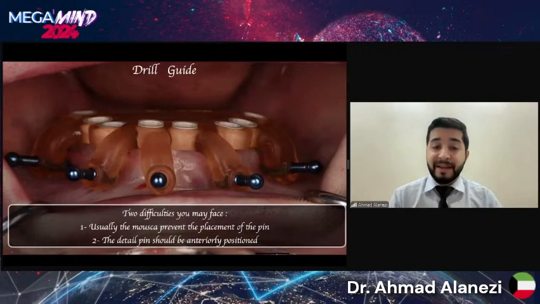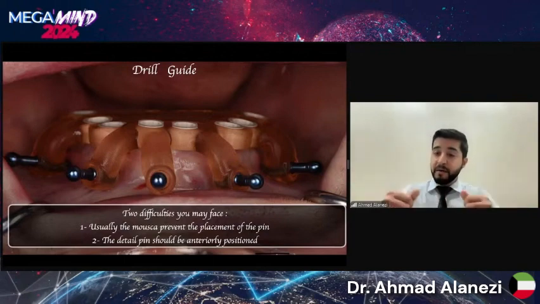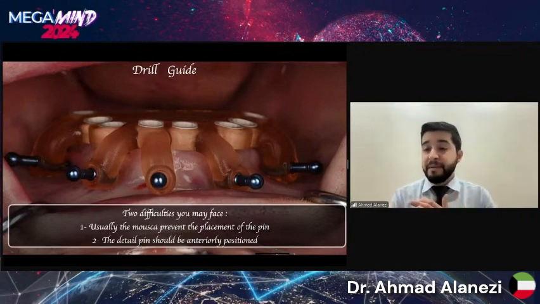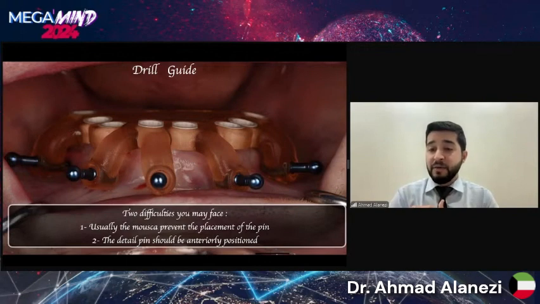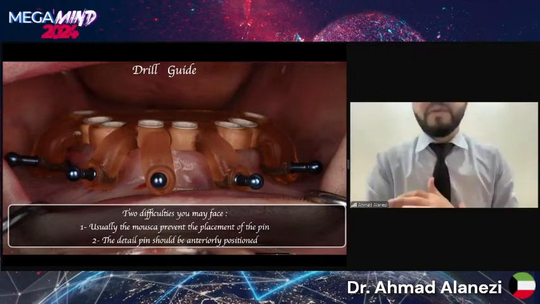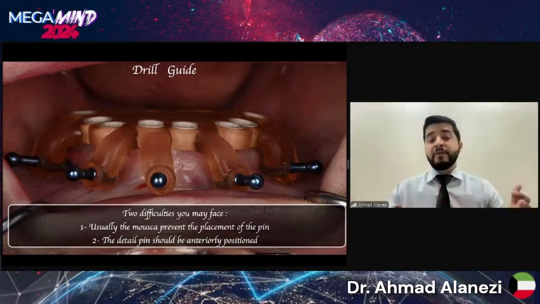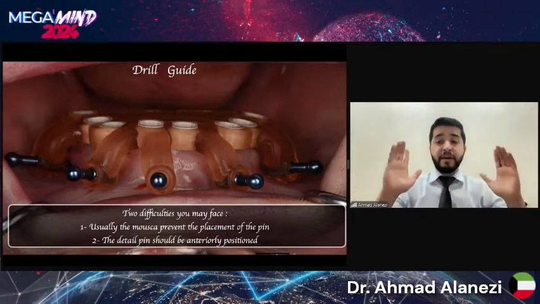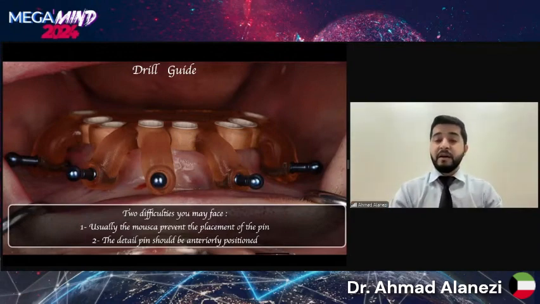Then you move into the next guide, which is the drill guide, and you put your drill guide in place. The difficulty here is that sometimes the mucosa acts as a barrier, so you'll struggle placing those pins. The solution is to place the pins in attached mucosa, rather than in non-attached mucosa or keratinized mucosa. The second is to increase the number of pins as much as possible, but make sure the posterior pins are facially placed, so you can easily put them in and remove them during surgery.